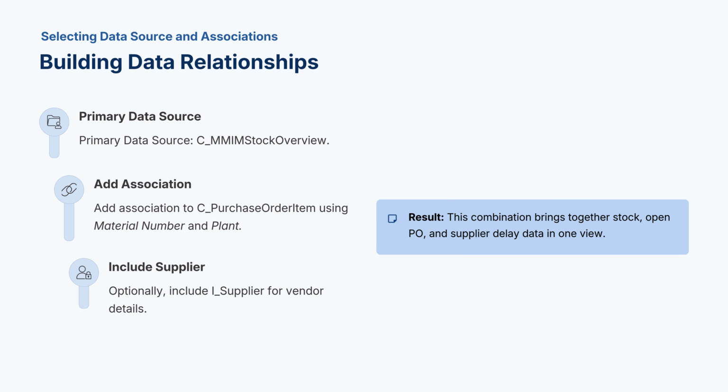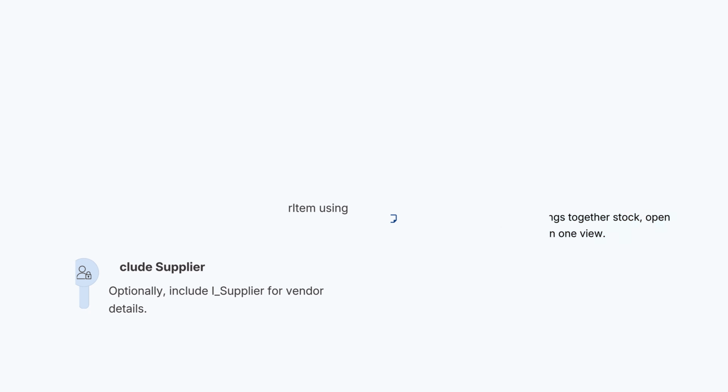Selecting Data Source and Associations, choose the primary data source, CMMIM Stock Overview. Add an association to C purchase order item using material number and plant as link fields. Optionally join I supplier to bring in region and supplier name. This multi-source model enables you to correlate stock and procurement data in one query.